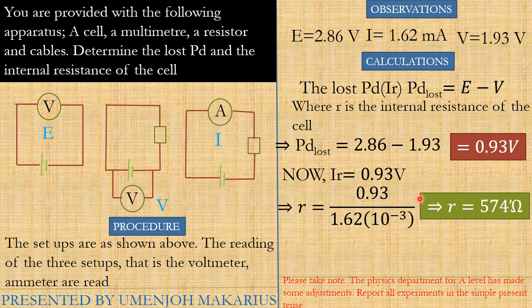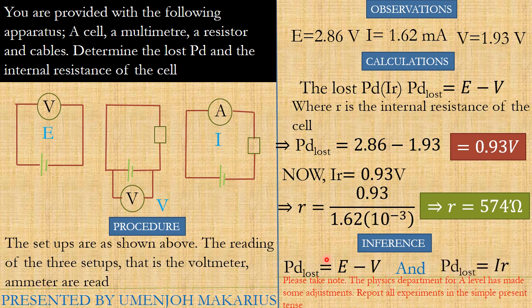Then friends, I think this is all the question was asking. So now let's give our inference. Our inference in this case, guys, is simply what we wrote here: that the loss PD is given as E minus V, and that the loss PD is the same as IR, where R is the internal resistance of the cell and I is the current flowing. So we'll simply tell them that the loss PD is given as E minus V, and that the PD loss is given as IR. Good. So these are our inferences. Or we can either write this IR and equate it to this E minus V.